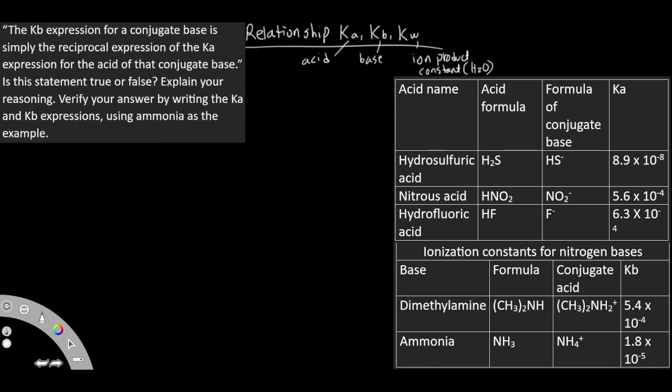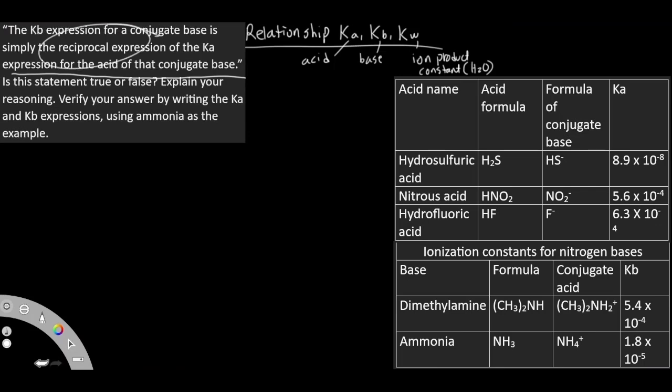The Kb expression for a conjugate base is simply the reciprocal expression of the K expression for the acid of that conjugate base. Okay, let's stop that right over here, okay? Because after that, it's now asking us to verify our answers of writing the Ka and Kb expression using ammonia as the example. But first, we got to get our template, okay? So let's just focus on the top here and chunk it down.